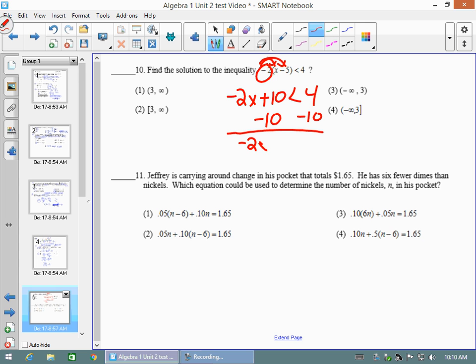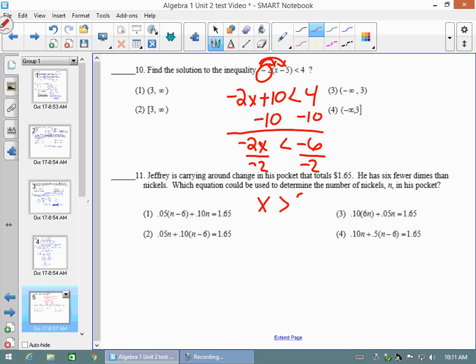Now my last step is I want to get rid of this negative 2, so I'm going to divide by a negative 2 and divide by a negative 2. I'm going to be left with just an x. And remember, we divided by a negative, so I need to make sure I flip my sign. And then negative 6 divided by a negative 2 is going to give me a positive 3.